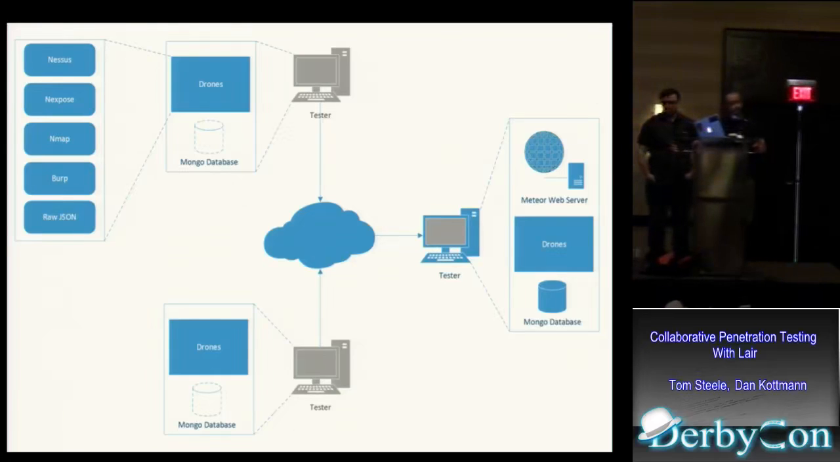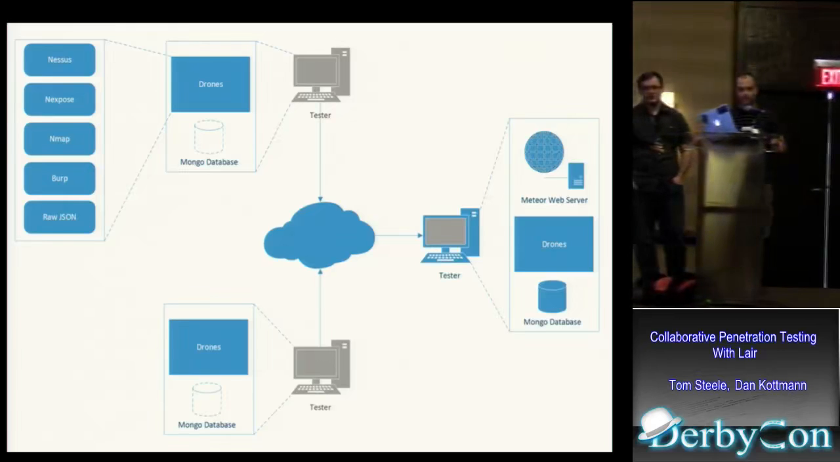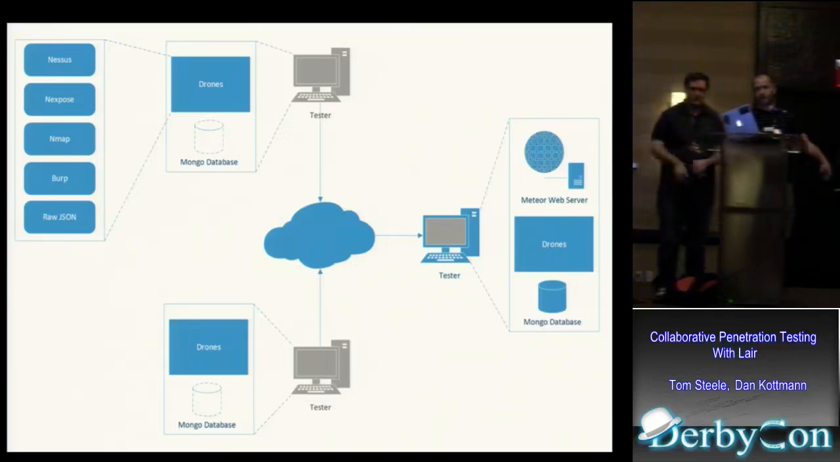We have drones for a number of common tools, particularly the ones that we use in just about every one of our tests. So Nessus, Nexpose, Nmap, Burp, and then we also have a raw JSON one, so you can create one-off projects using your own tools and import it through the raw drone. We created these in Python thinking that it would be a little bit easier for the community to contribute rather than having to do it in JavaScript, which is arguably a little trickier than Python. I think there's a bigger community in Python anyway.